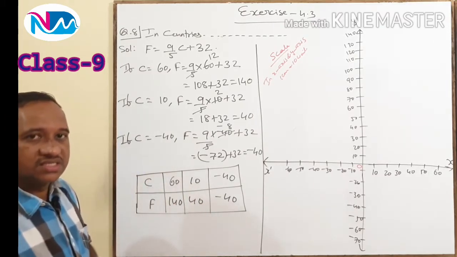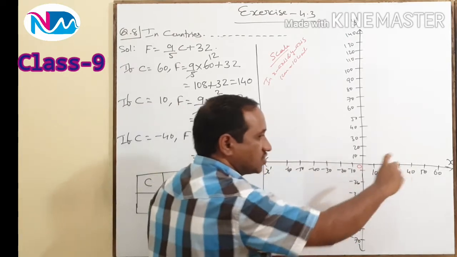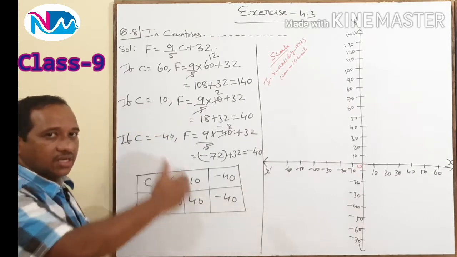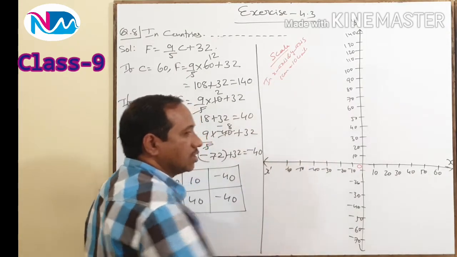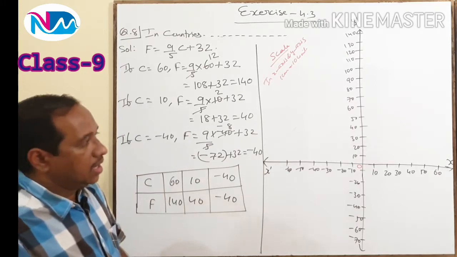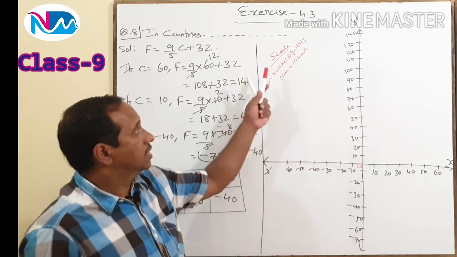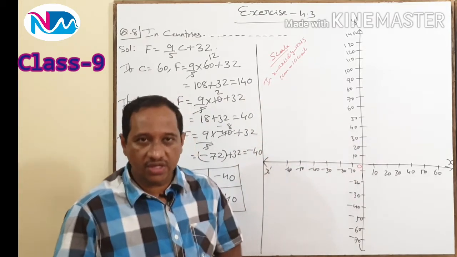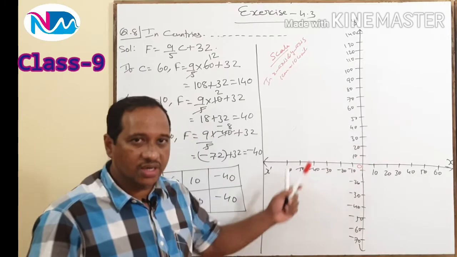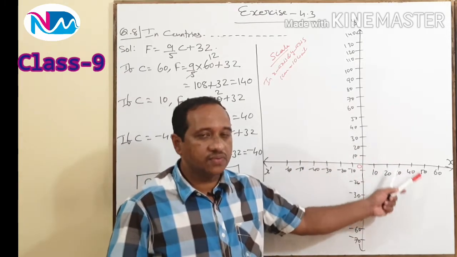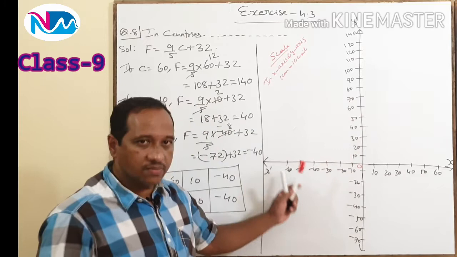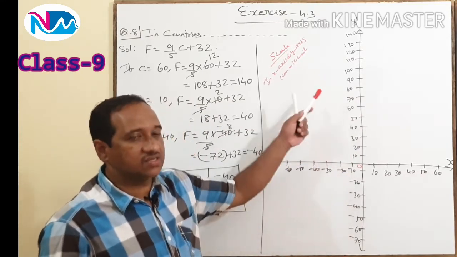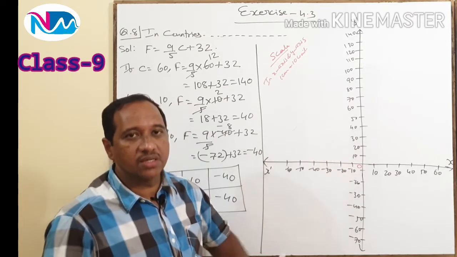According to the question, C is to be marked along, that is Celsius temperature is to be marked along x-axis, and the Fahrenheit scale, Fahrenheit temperature is to be marked along the y-axis. I have chosen the scale in x-axis and y-axis. 1 centimeter is equal to 10 units. Therefore, along x-axis you can see 10, 20, 30, 40, 50, 60, minus 10, minus 20, minus 30, minus 40, etc. Along y-axis also you can see the scales 1 centimeter is equal to 10 units.